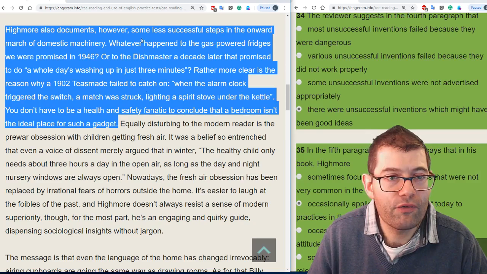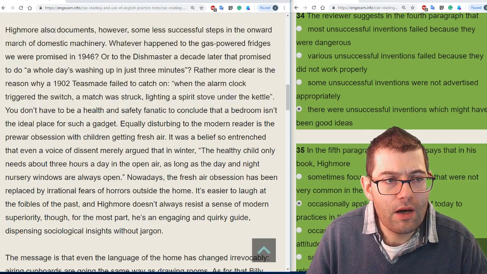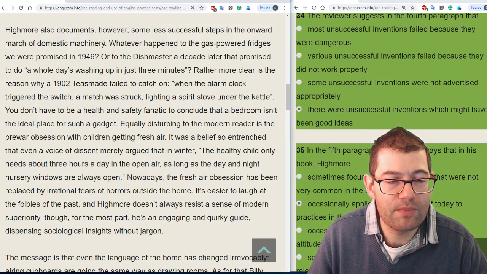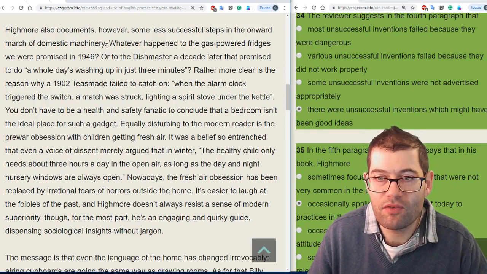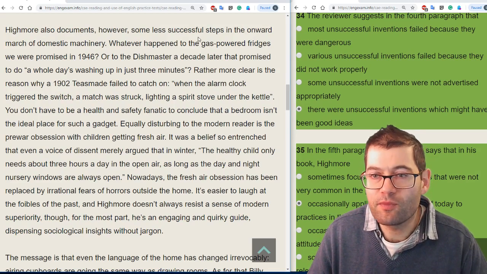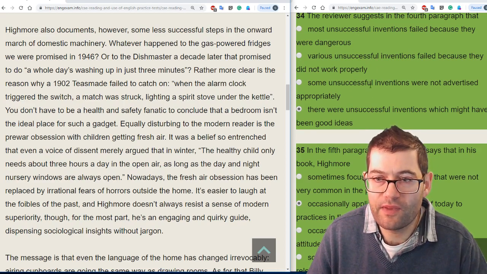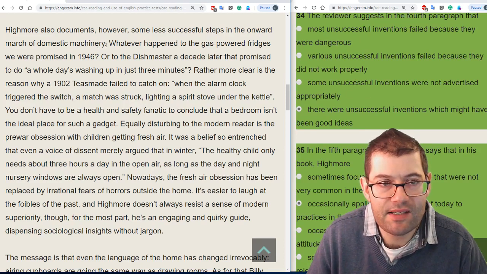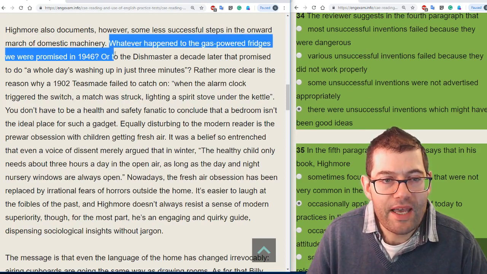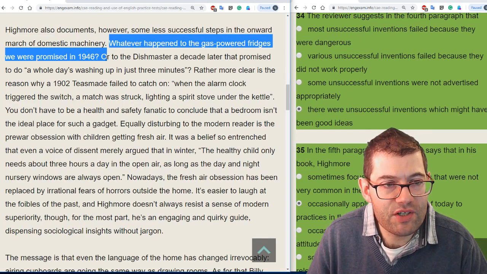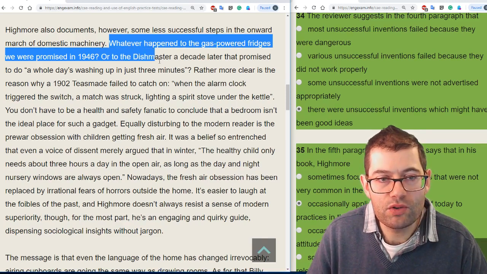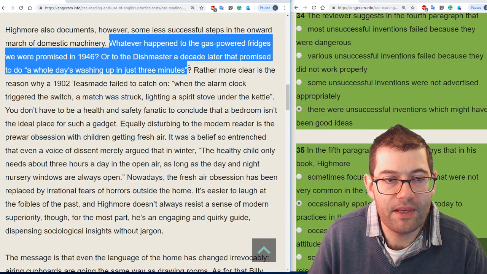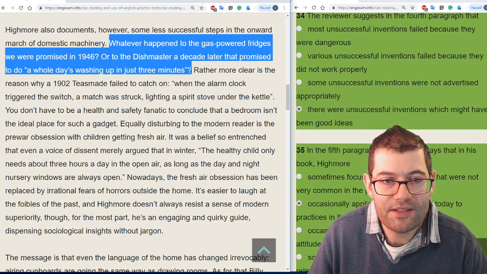So let's go through it. Highmore also documents, however, some less successful steps in the onward march of domestic machinery. So less successful means unsuccessful, and all of these answers refer to something which is unsuccessful. So this sentence doesn't help us much. Whatever happened to the gas-powered fridges we were promised in 1946, or to the dishmaster a decade later that promised to do a whole day's washing up in just 3 minutes?